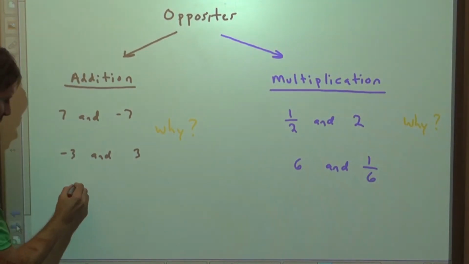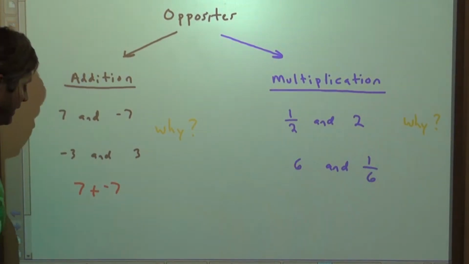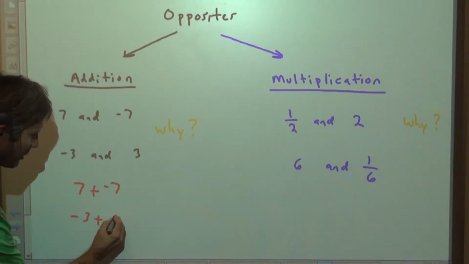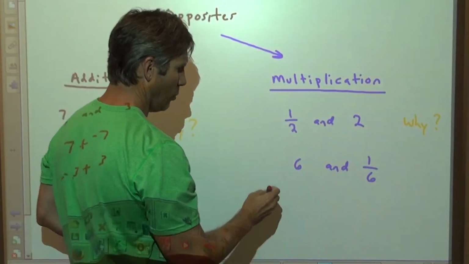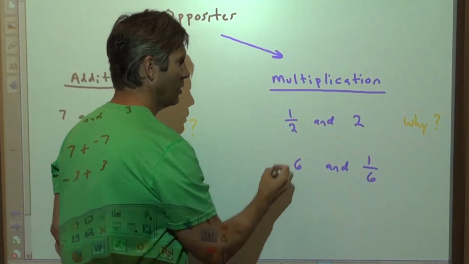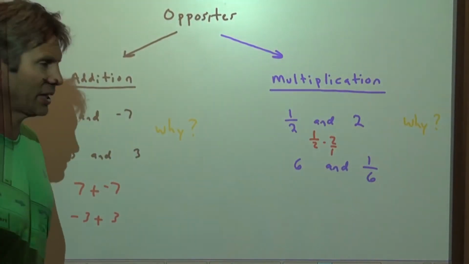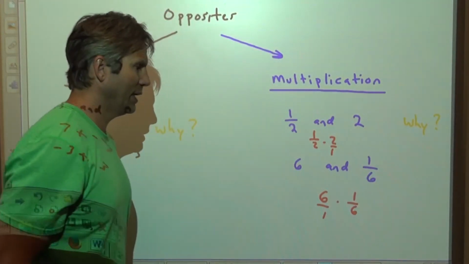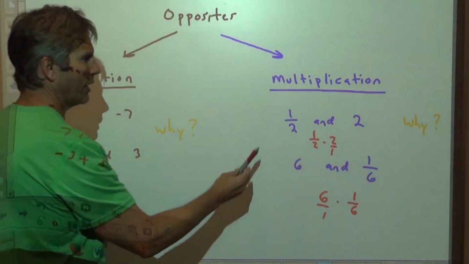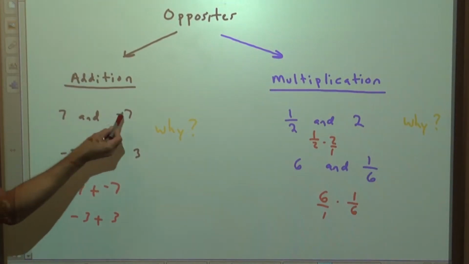The answer: what do you get when you add 7 plus negative 7? You get 0, the additive identity. What do you get when you add negative 3 plus 3? You get 0, the additive identity. That's why these numbers are opposites of each other. Now if you go to multiplication, what do you get when you take 1/2 times 2? Well, 1/2 times 2 is going to give you 1, the multiplicative identity. 6 times 1/6 is going to give you 1, the multiplicative identity. That's why under multiplication, 1/2 and 2 are opposites of each other, but under addition, 7 and negative 7 are opposites of each other.